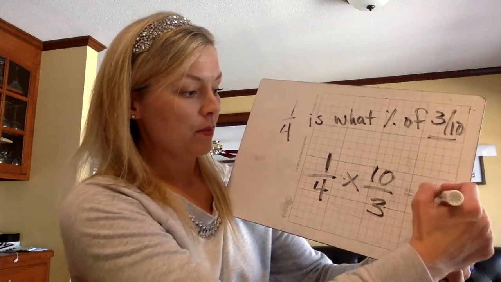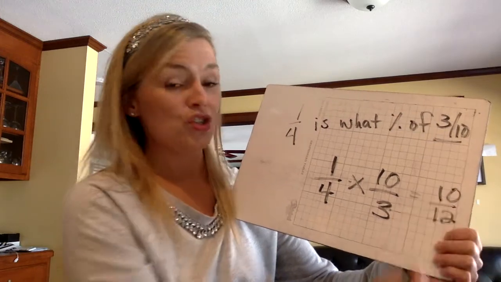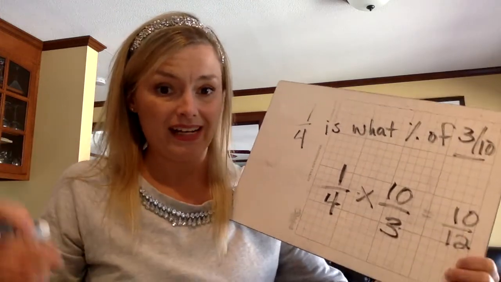Yes, so then we end up with 10 over 12, which then reduces to 5/6. So 5/6 is the answer for that one. Again, I think that this one was the trickiest of today's assignment, and that model was optional. I didn't use it.